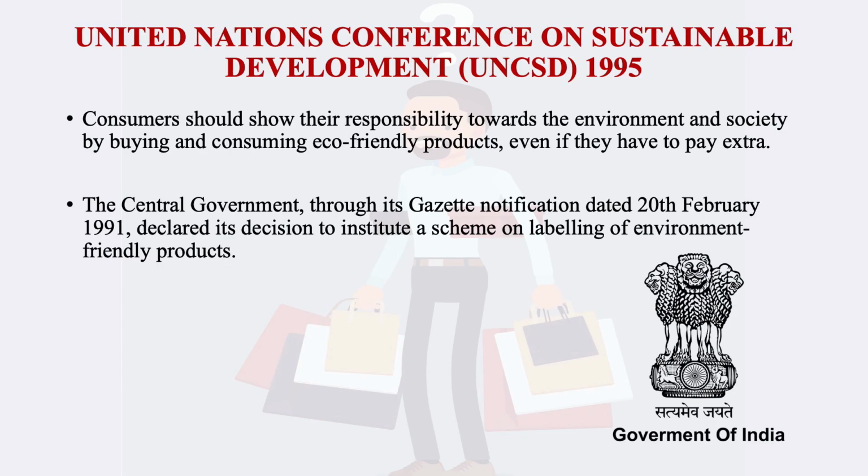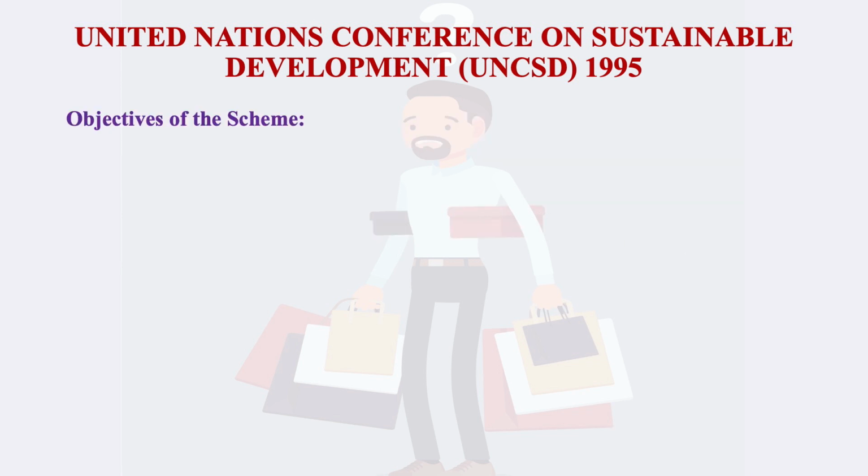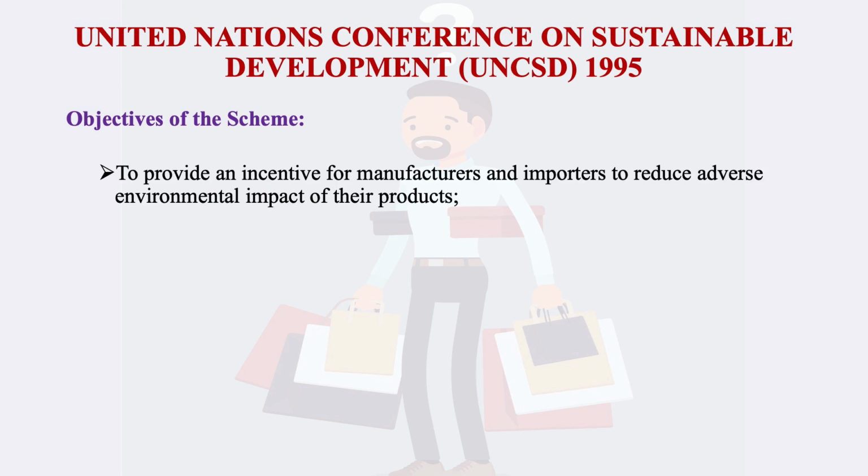Now, the central government, through its own Gazette notification dated 20th February 1991, declared its decision to institute a scheme on labeling of environment-friendly products. Now, what are the objectives of the scheme? The objective of the scheme is to provide an incentive for manufacturers, and it is already in your material, so I am not going to reproduce or repeat it. You may read from the material only.